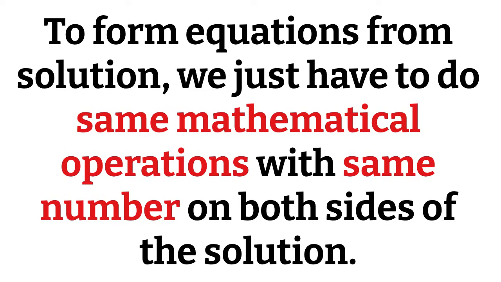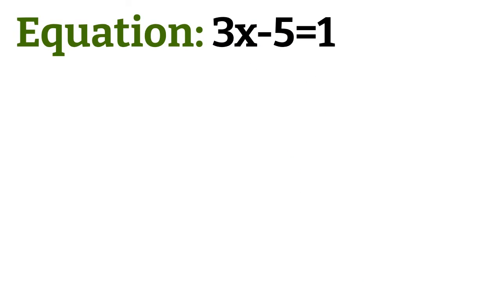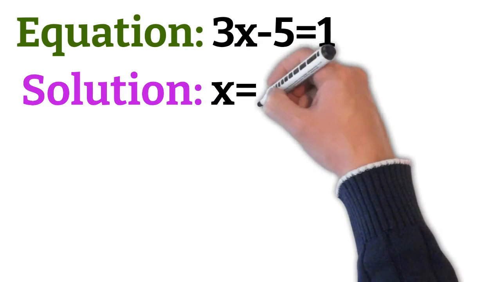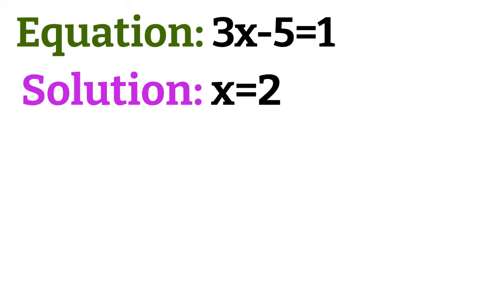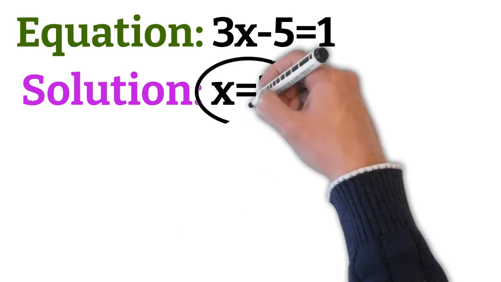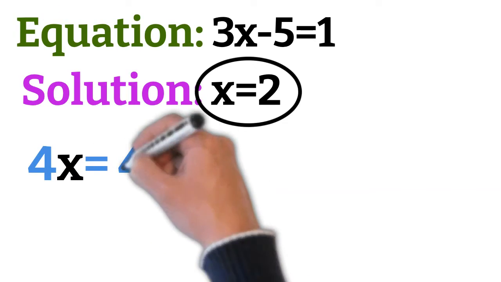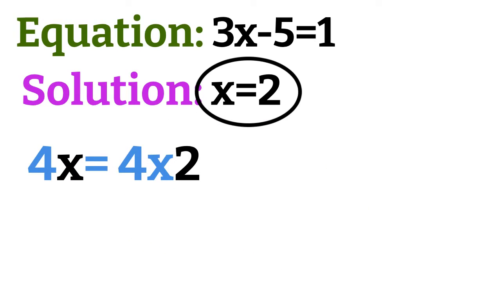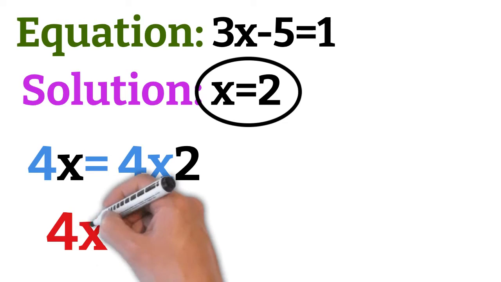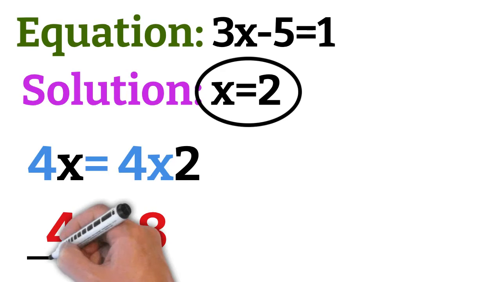For example, in the equation 3x minus 5 is equal to 1, the solution is x is equal to 2. Now we have to do the same mathematical operations with the same number on both sides of the solution, that is, x is equal to 2, to get as many equations as we want. Let's multiply both sides by 4. Thus, we will get 4x is equal to 4 into 2, or 4x is equal to 8.